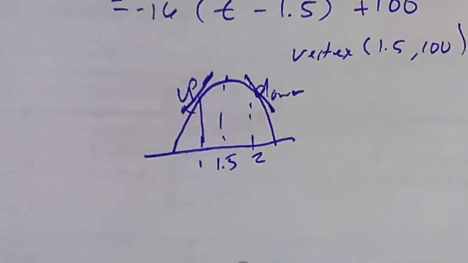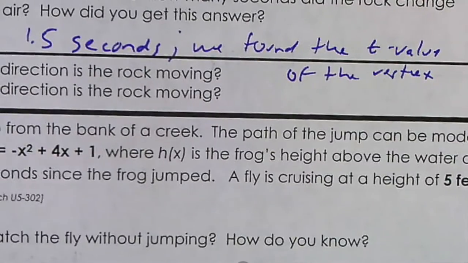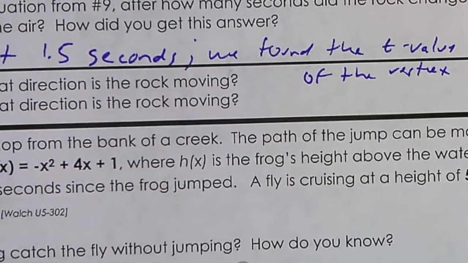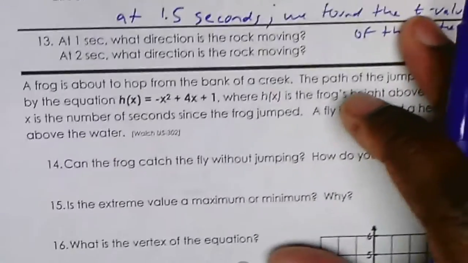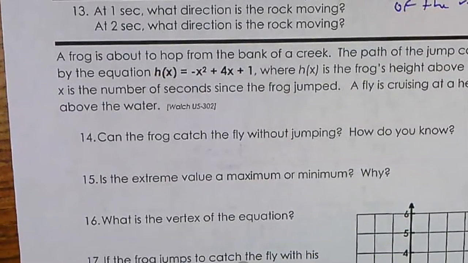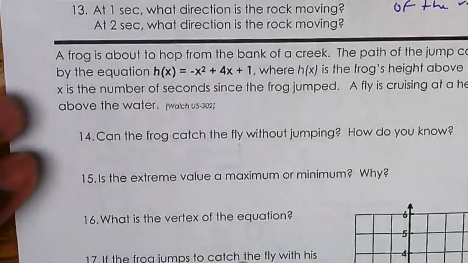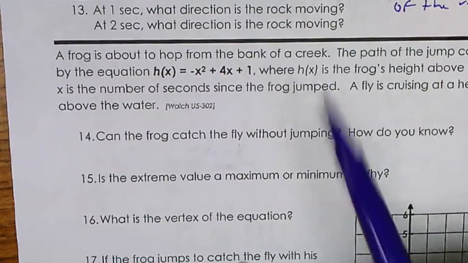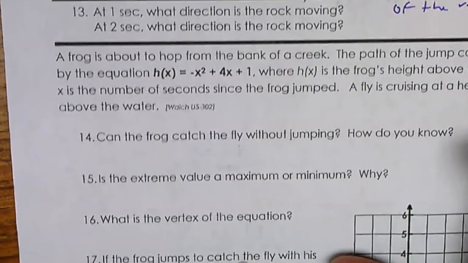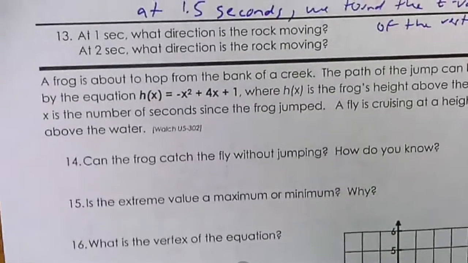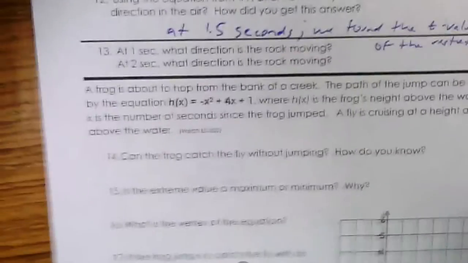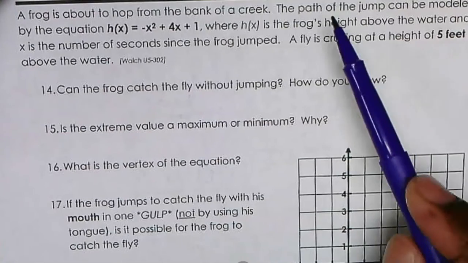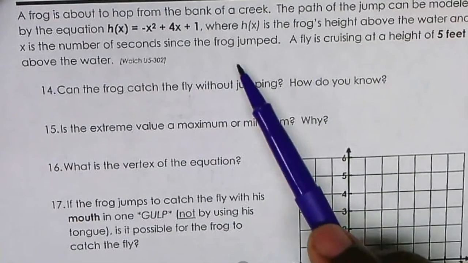All right, going on to the bottom half of the page, we did not cover any of it in my classes. So let's talk about it now. In the bottom, it says a frog is about to hop from a bank on a creek. The path of the jump can be modeled by the equation given there, where h is the height of the frog's jump above the water, and x is the number of seconds after the frog has jumped. And it says the fly is cruising at a height of 5 feet above the water.